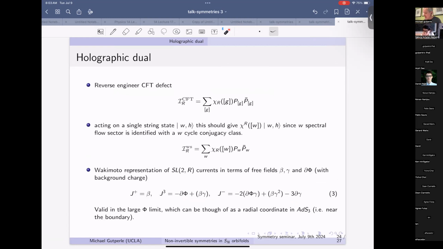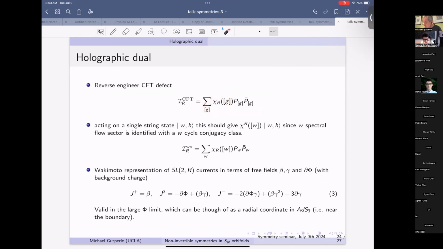So for our proposal, we wanted to reverse engineer the CFT defect. Remember that we have the character here, projectors onto the G twisted sector. In this limit, we're focusing just on the single-cycle conjugacy class, because we're only looking at single string states. So we'll limit ourselves to the sum over single cycles here. One way of doing this is to consider this localization. One has a free field realization, called a Wakimoto realization, in terms of the fields beta, gamma, and a free scalar field with a background charge.